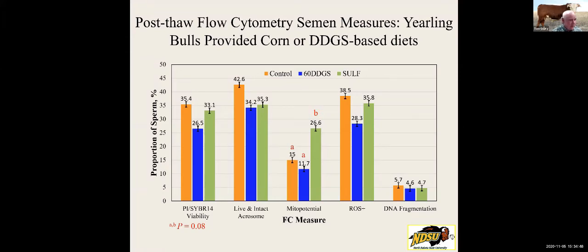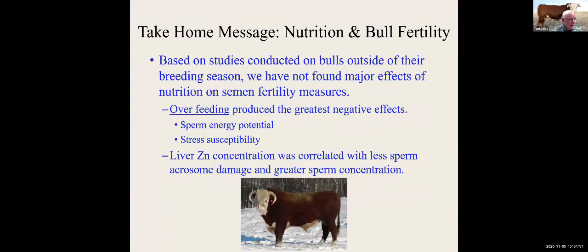DNA fragmentation, no different. And so the take-home message on these studies as far as nutrition and bull fertility goes is that, based on the studies that we've conducted in bulls, and I have to qualify this again, this is bulls outside of the breeding season, we've not found major effects of nutrition on semen fertility measures. The two possible things that we have seen is that overfeeding may be what's producing the greatest negative effects as far as the sperm energy potential.